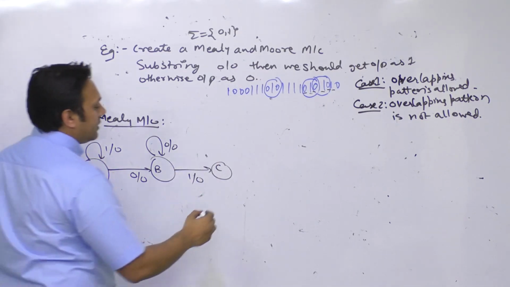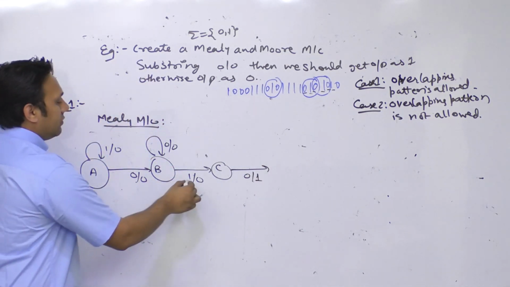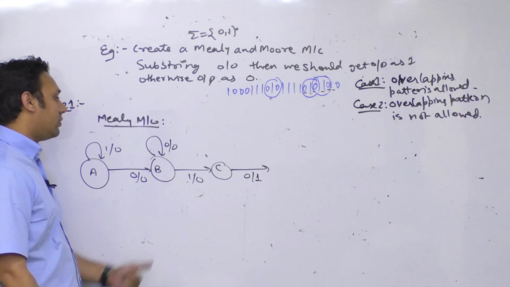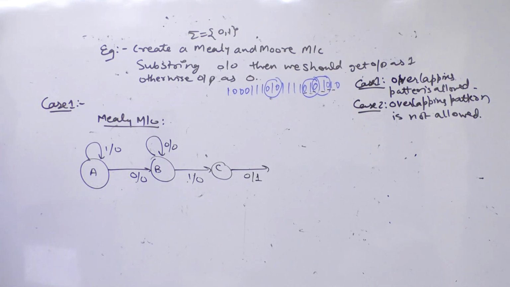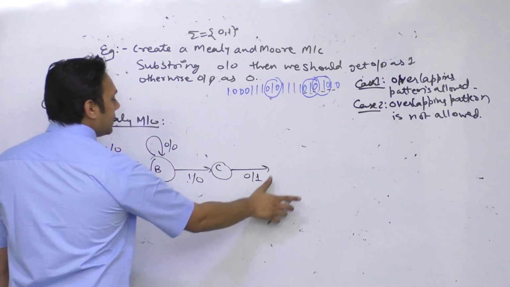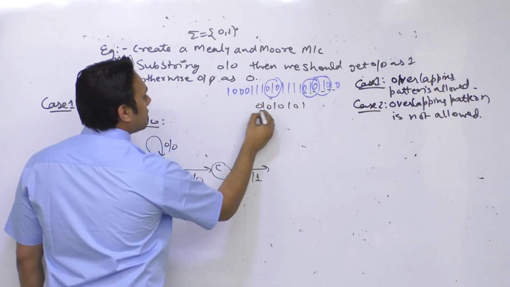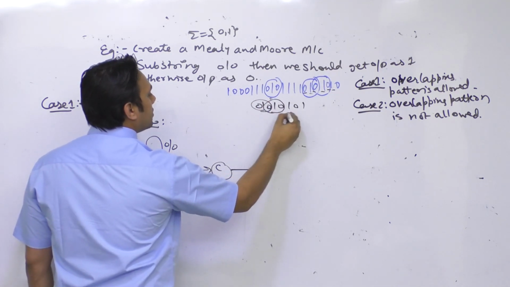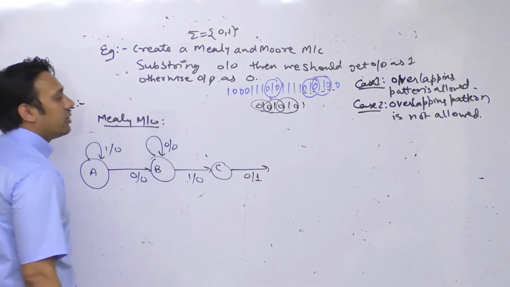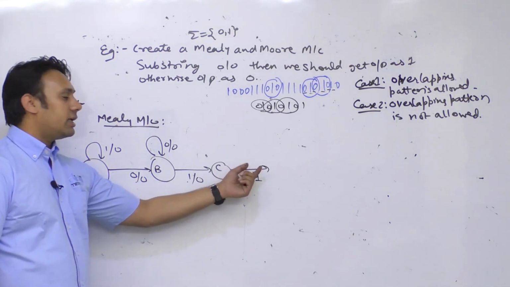In state C, if we get a 0 again, that means we found the pattern which is 0 1 0. Now the thing is, because overlapping is allowed, we can also have a pattern like 0 1 0 1 0 1 0 1. Here 0 1 0 is coming here, 0 1 0 is coming here, and 0 1 0 is coming here. So there is a lot of overlapping. So if it is producing 0 1 0, then we are getting output 1.